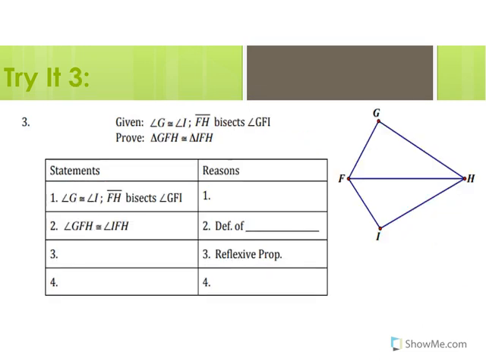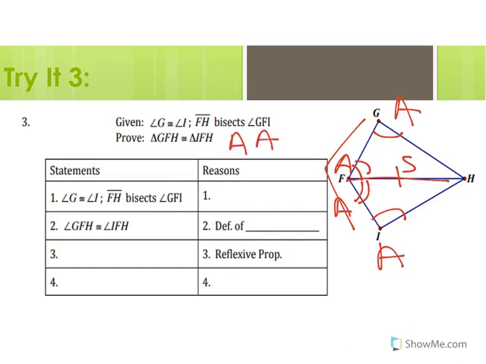Okay, example 3. Given angle G is congruent to angle I. So we mark that angle G is congruent to angle I, so that's an angle. And segment HF bisects angle GFI. So this is the angle bisector, which means that these two angles are also congruent. So we have angle and angle. But notice that FH is shared by the two triangles, so they're congruent by side. So we see that it's angle, angle, side.